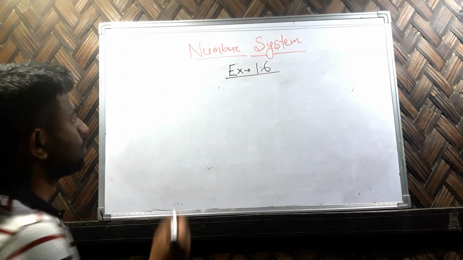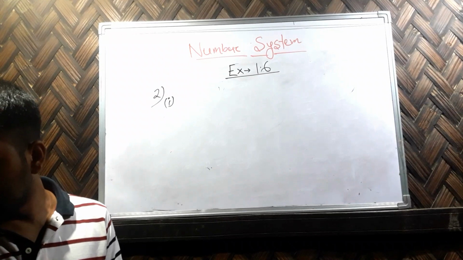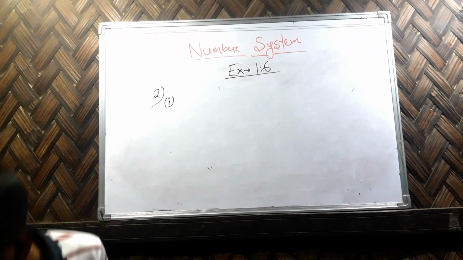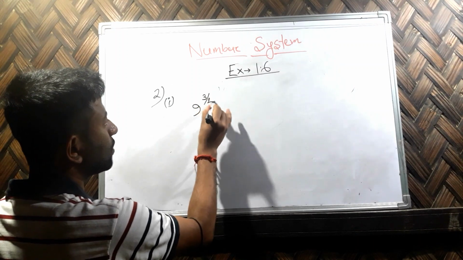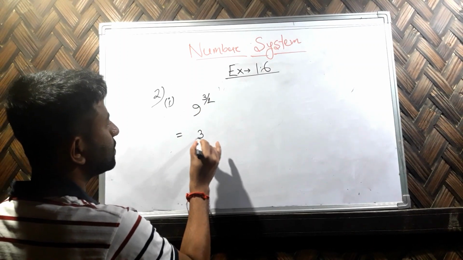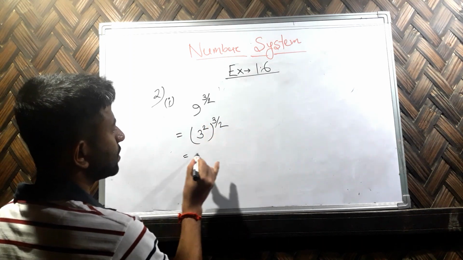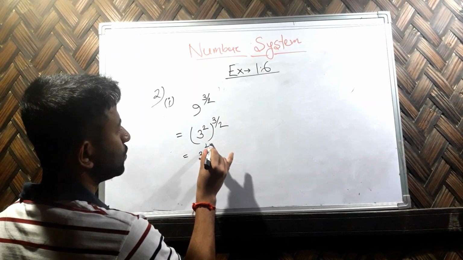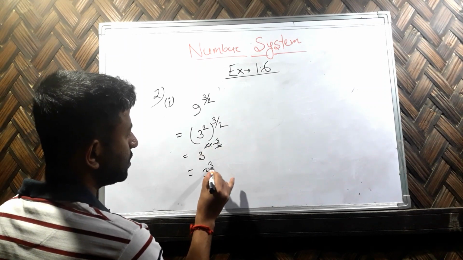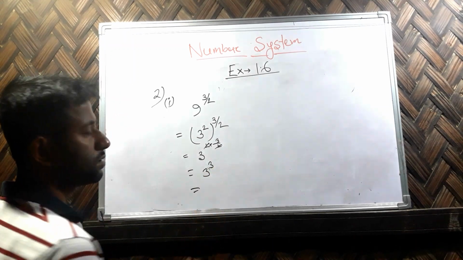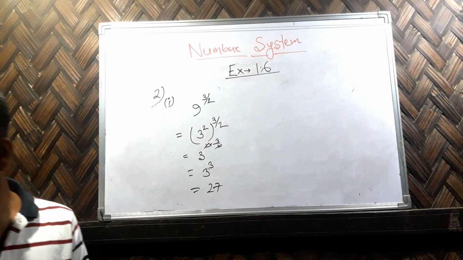Suppose question number 1. What are they asking? 9 to the power 3 by 2. How can I represent it? 9 I can represent as 3 square. Now outside it is 3 by 2. So it's again 2 into 3 by 2, that cancels, and that is 3 cube. So 3 cube means 3 threes are 9, and 3 nines are 27.